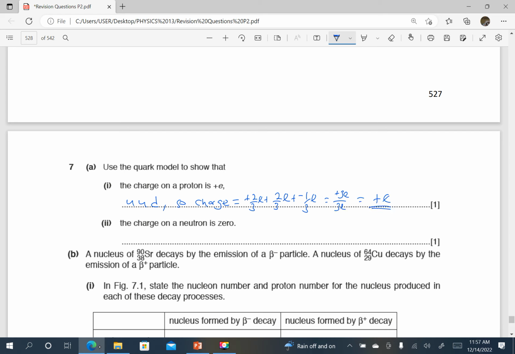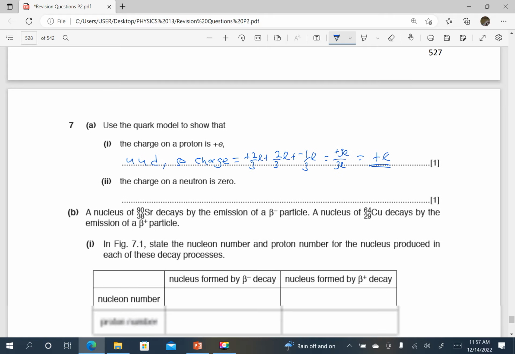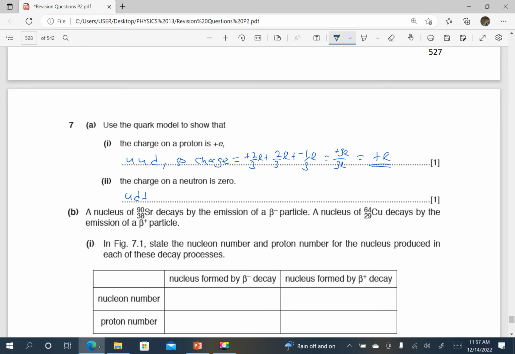As simple as that. Then the neutron, a neutron has up, down, down. The charge is going to be positive 2 over 3e plus negative 1 over 3e plus negative 1 over 3e, which is going to give us 0 over 3, which is equal to 0. So the charge here of a neutron is 0.